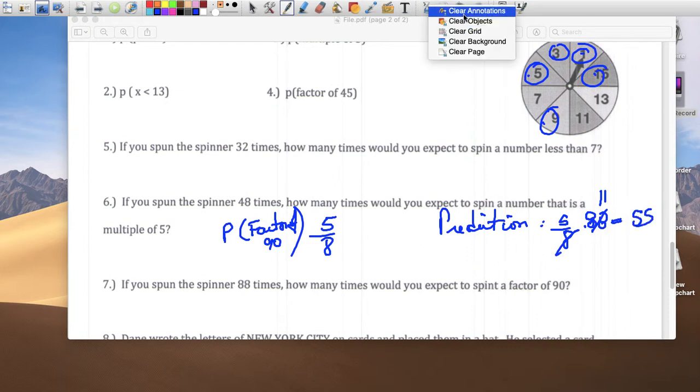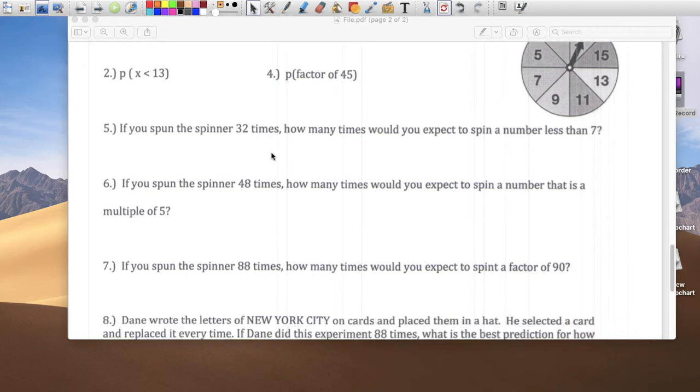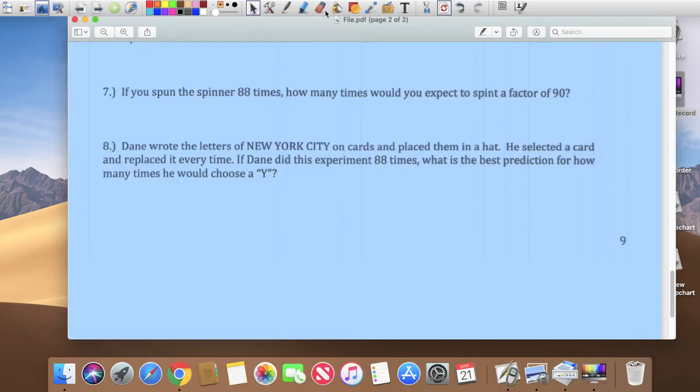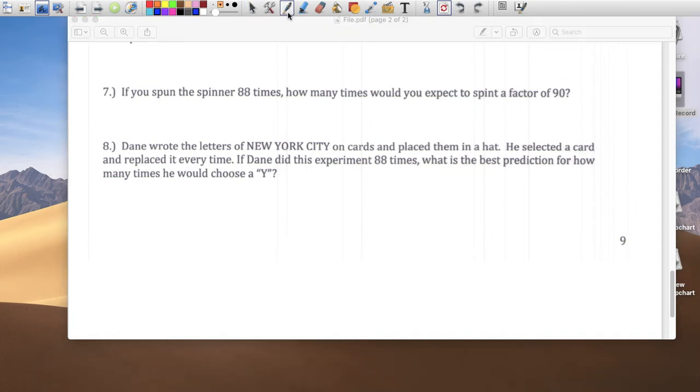Let me just read the question below. And okay, that has nothing to do. Dane wrote the letters of New York City on cards and placed them in the hat. He selected a card and replaced it every time. If Dane did this experiment 88 times, what's the best prediction for how many times he would choose the letter Y? Well, let's find what is going on.